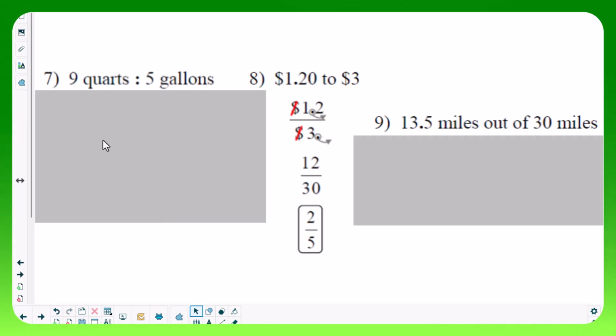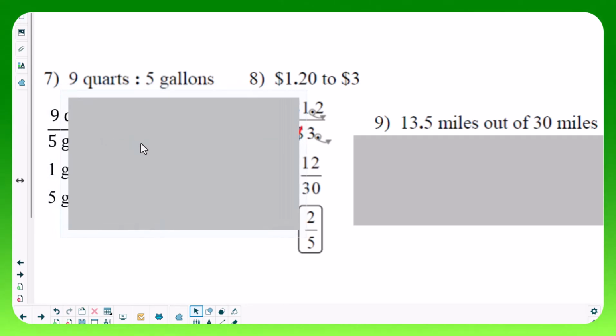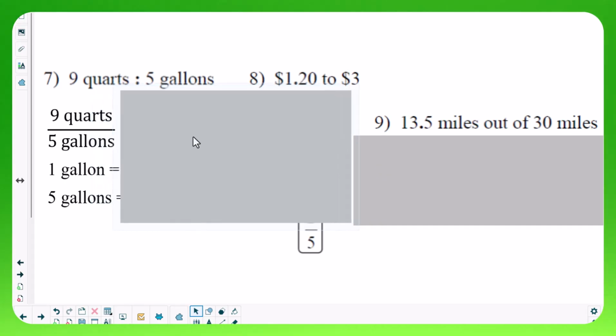So we have 9 quarts to 5 gallons. We'll put 9 quarts over 5 gallons. Now, again, I recommend changing the measurement that's bigger. So think of quarts, think of gallons. Gallons are going to be bigger than quarts. Think of a gallon of milk. A quart is going to be much smaller. So I want to convert the gallons into quarts. Every gallon is going to be 4 quarts.